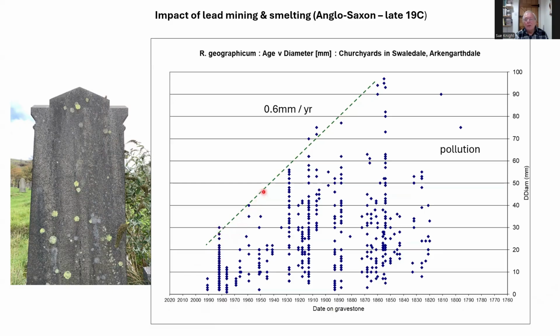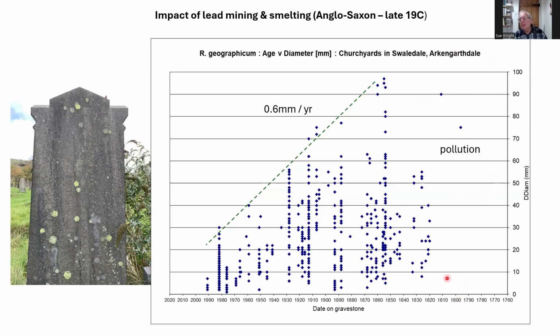And surprisingly, or surprisingly to me, we got a really good straight line growth curve of 0.6 millimeters a year going back to about 1860. But beyond 1860, the lichens were all much smaller than you would expect, or simply weren't present on the gravestones at all. And this we attributed to the effect of smelting and mining at the time.